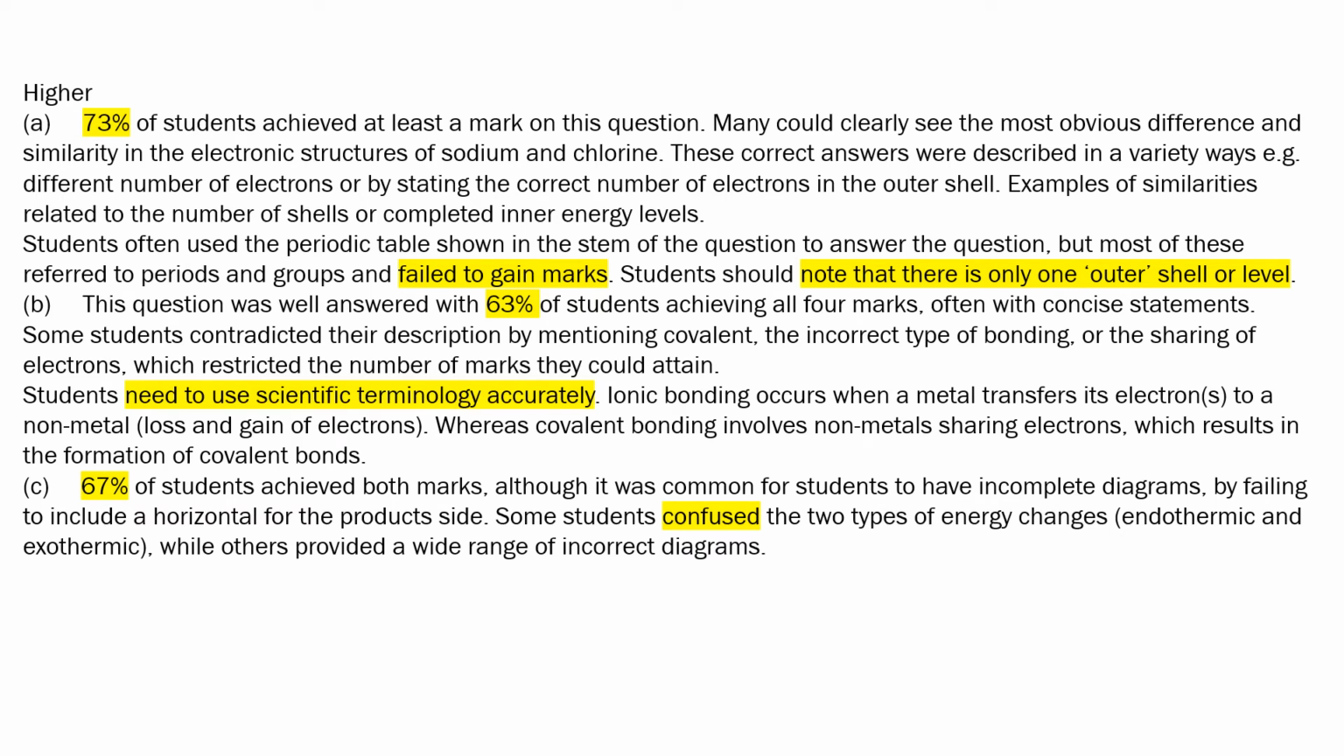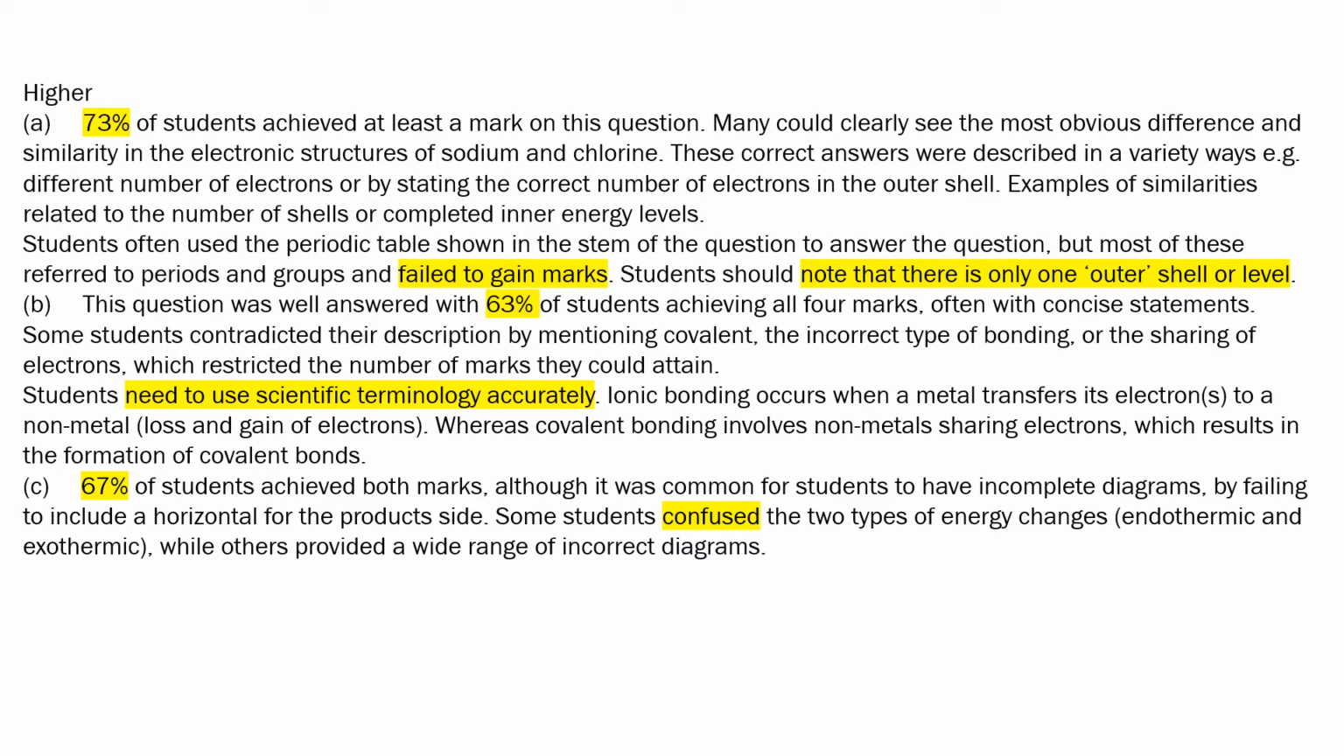Part C, 67% of students achieved both marks, although it was common for students to have incomplete diagrams by failing to include a horizontal for the product side. Some students confused the two types of energy changes, endothermic and exothermic, while others provided a range of incorrect diagrams.